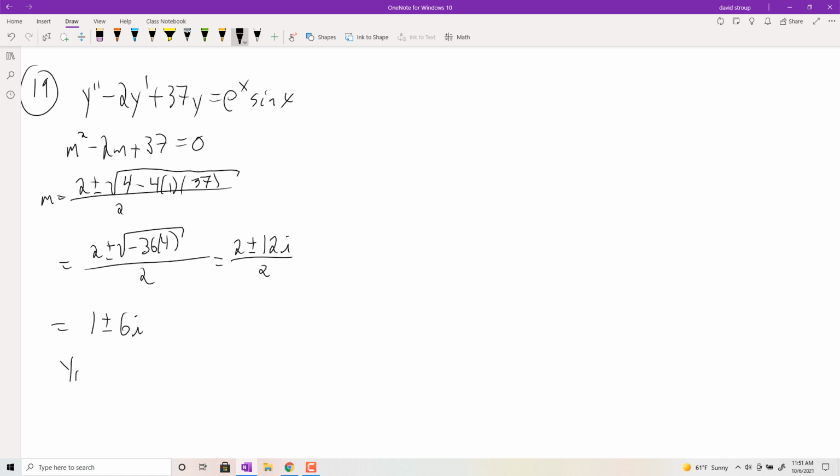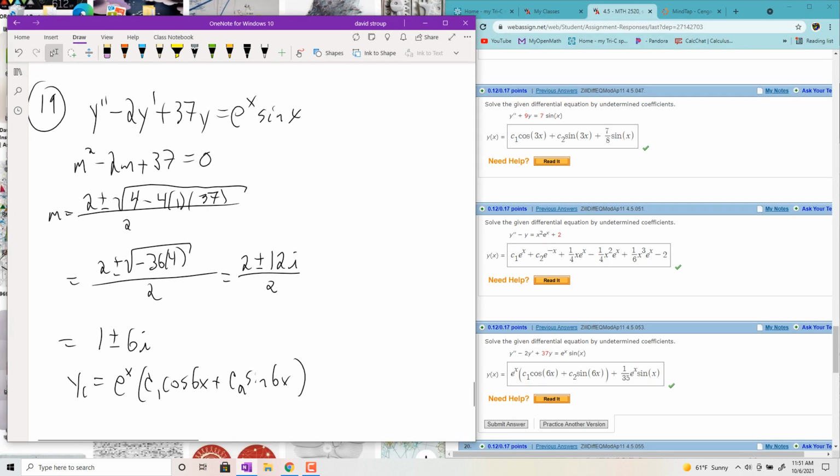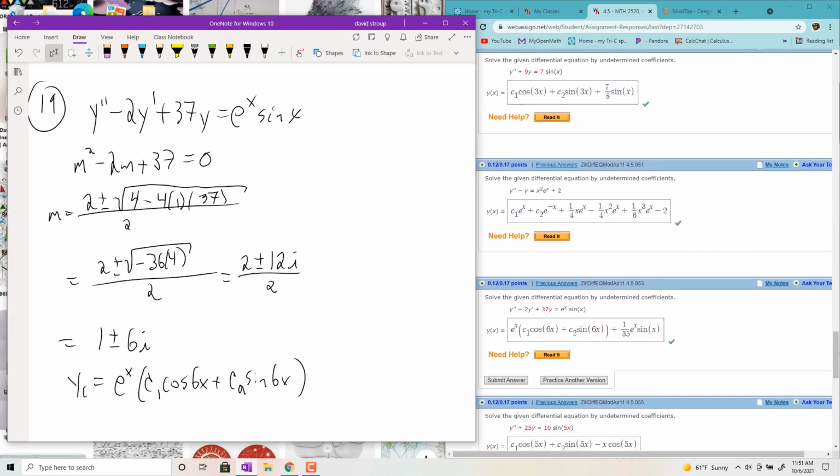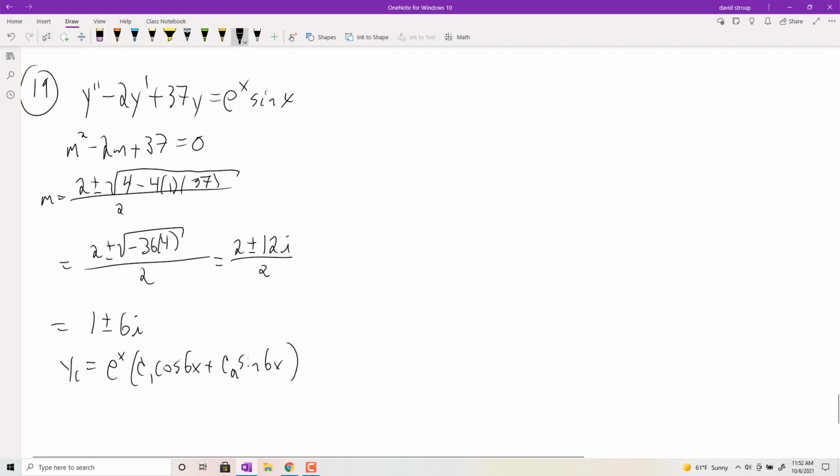So the complementary part, e to the 1x times c1 cosine 6x plus c2 sine 6x. And you should see that in your solution, in my solution over here on the right, and certainly you do. Just want to make sure I'm on target before going. Okay, so form the other part then.